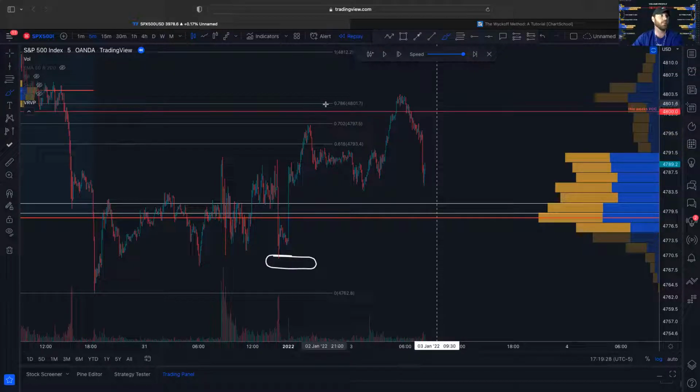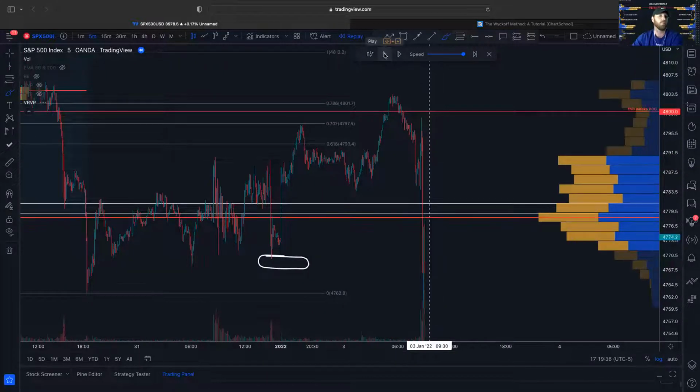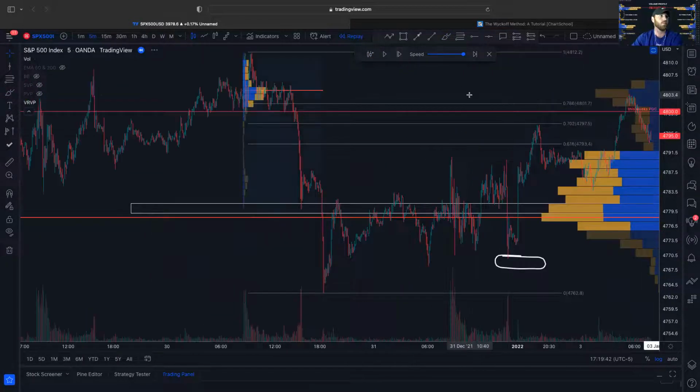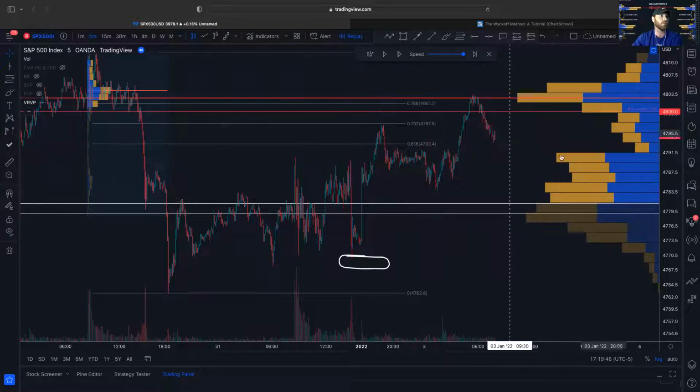Right after we hit this. Okay, now we're getting some volume coming in, but we're going to see some big volume coming in right here. Hold on. So let's back it up. Got to watch this thing.